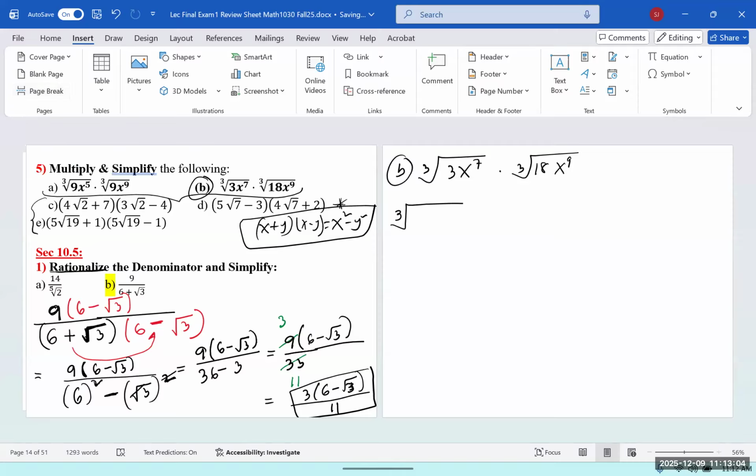So we have 3 times 18. So these are the numbers. We put them together under one radical. And then our variable is these two. So x to the 7 times x to the 9 goes under another radical. And then do not try to multiply 3 times 18, because if you do, you get a big number and then you get stuck.